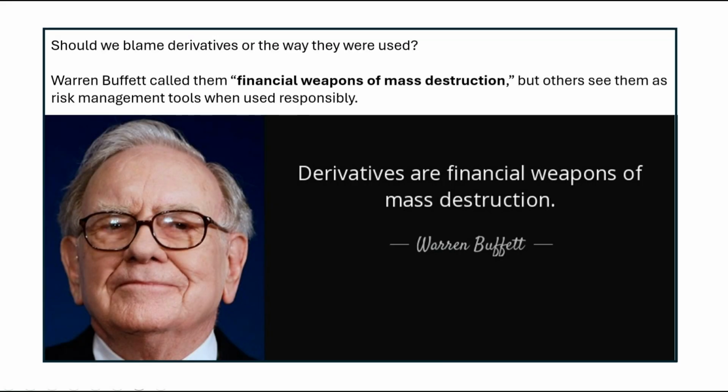So, should we blame derivatives for the crisis or the way they were used? Famous investor Warren Buffett once called derivatives financial weapons of mass destruction, and during the crisis, that certainly seemed true. But it's important to note that derivatives themselves aren't inherently bad. When used responsibly, they can be powerful risk management tools, helping companies hedge against interest rate changes, currency shifts, and more. The real problem wasn't the derivatives, it was the lack of oversight, poor risk assessment, and the misuse of these complex instruments that caused the damage.